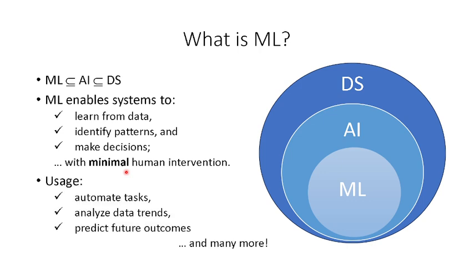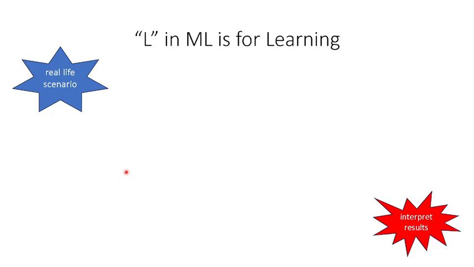And of course, we all know that there are millions of usages of machine learning, but most of them can be categorized into automating tasks, analyzing trends, and predictions. Okay, let's get into what machine learning does and how it learns, right? So on the top left corner, you can see that there is a real life scenario that is given to us. Bottom right corner, we want the end product to be interpreting the results.